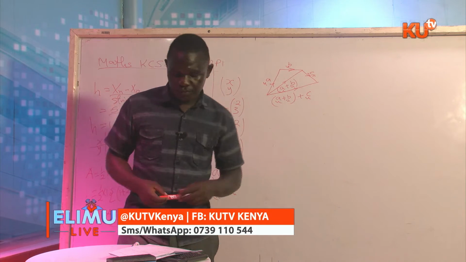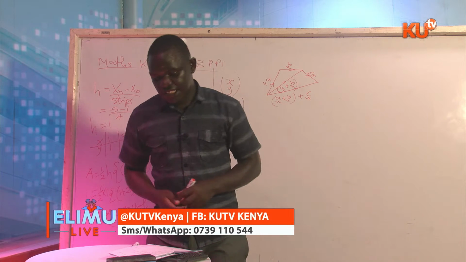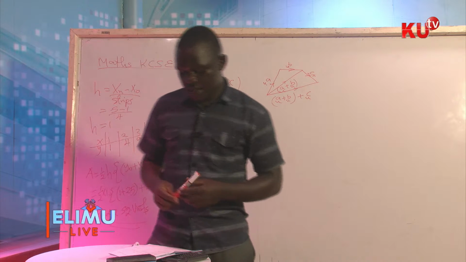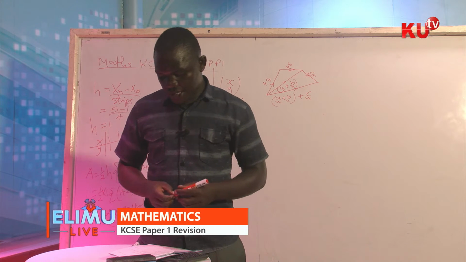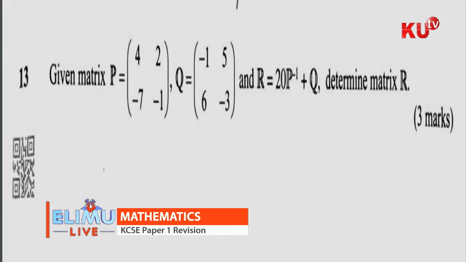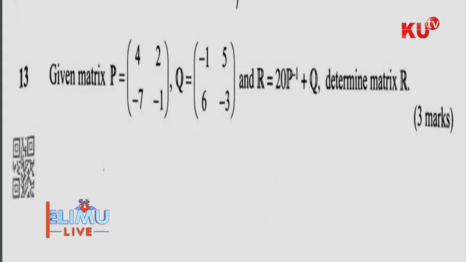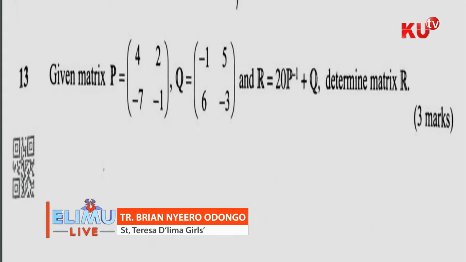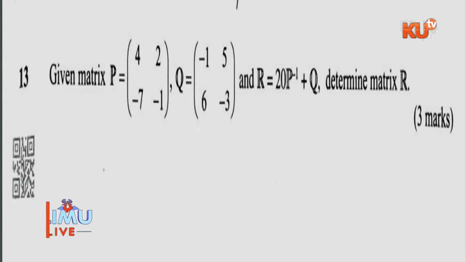Let's check on question number 13, dear students. Given that matrix P is 4, 2, negative 7, 1, and Q is negative 1, 6, 5, negative 3, and R equals to this, determine matrix R. Now, in order to determine matrix R, they say that R is given by 2P inverse plus Q. First of all, you have your P. Your P there you are given as 4, 2, -7, 1.